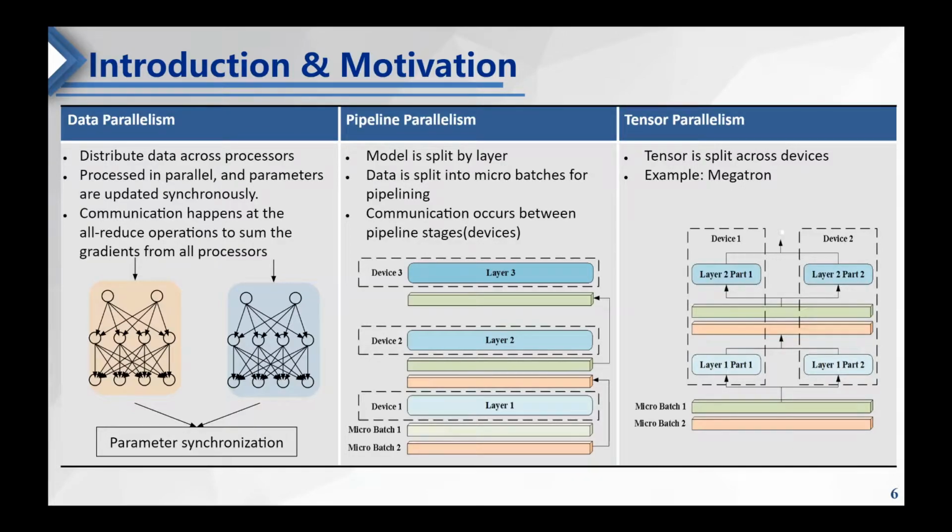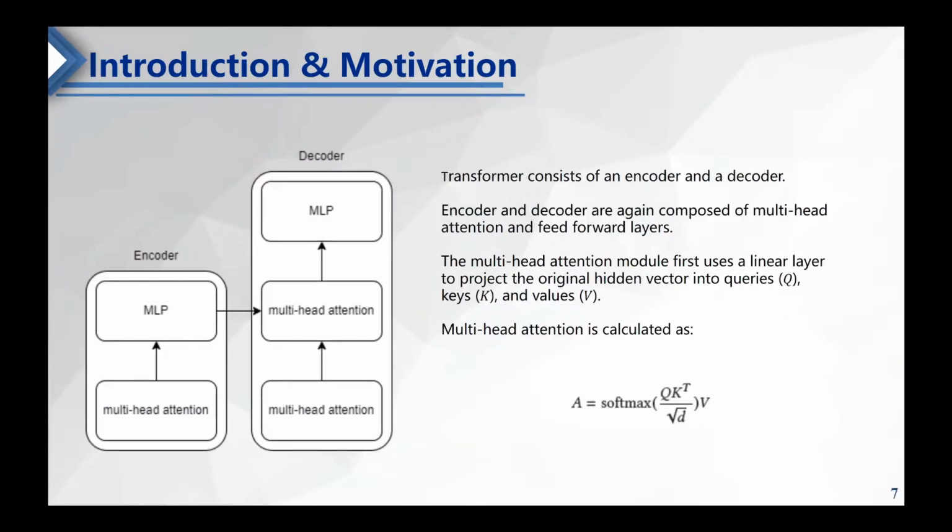For tensor parallelism, tensors for matrix multiplications are split across devices. Each device conducts part of the matrix multiplication. In tensor parallelism, communications happen during the matrix multiplication procedure. For our work, Tesseract, it focuses on tensor parallelism with huge transformer-like models.